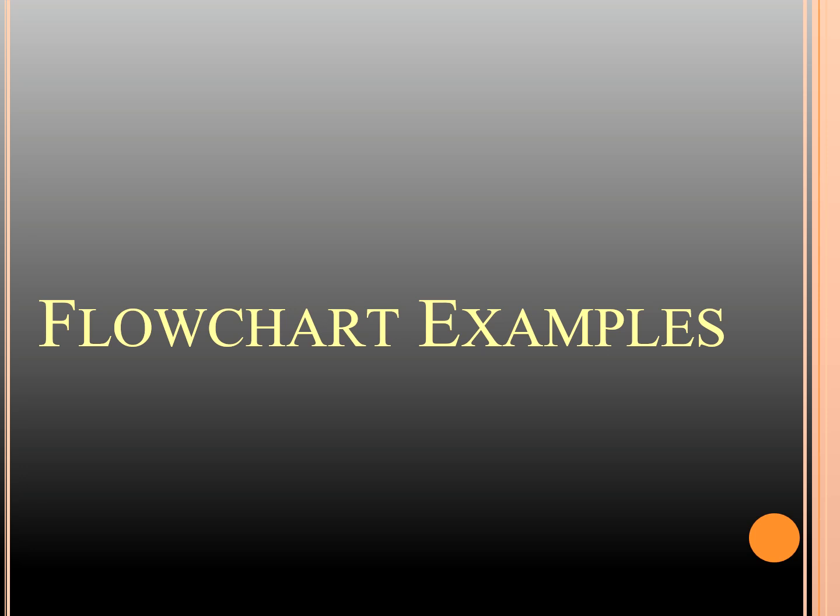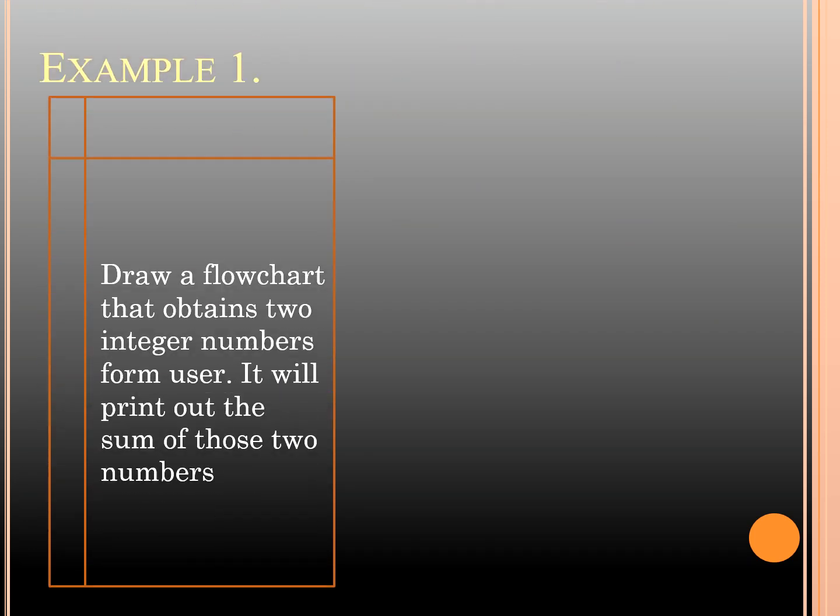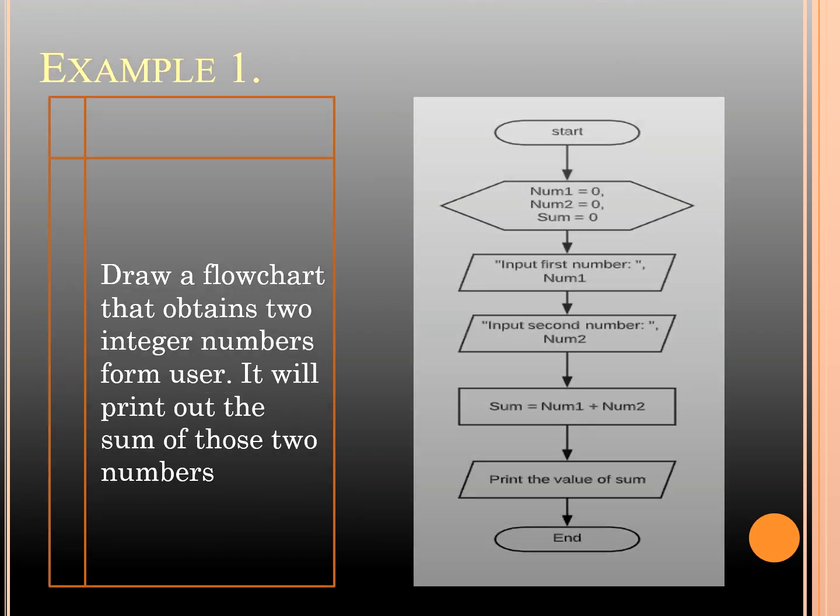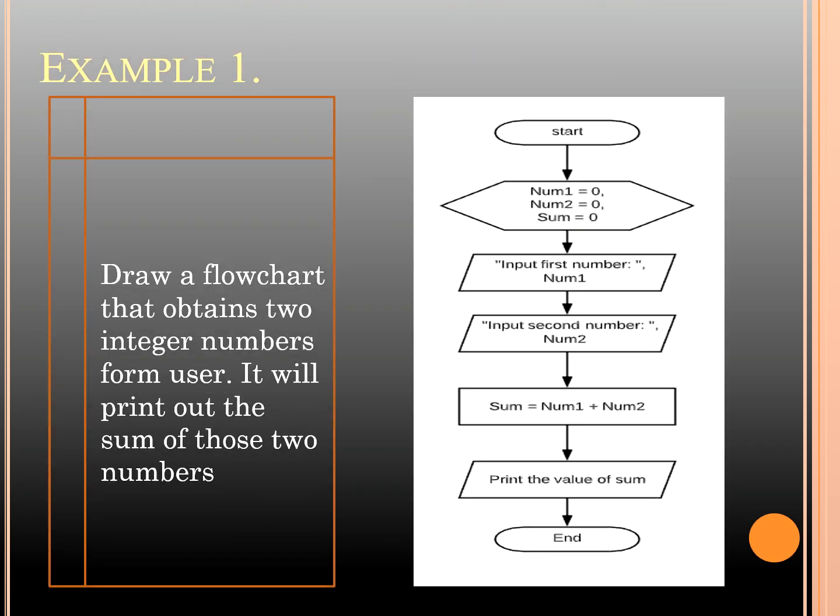So here are the example of flowchart. Example number 1. Draw a flowchart that obtains two integer number from user. It will print out the sum of those two numbers. So on the left side is a visual representation that satisfies the example number 1 flowchart.